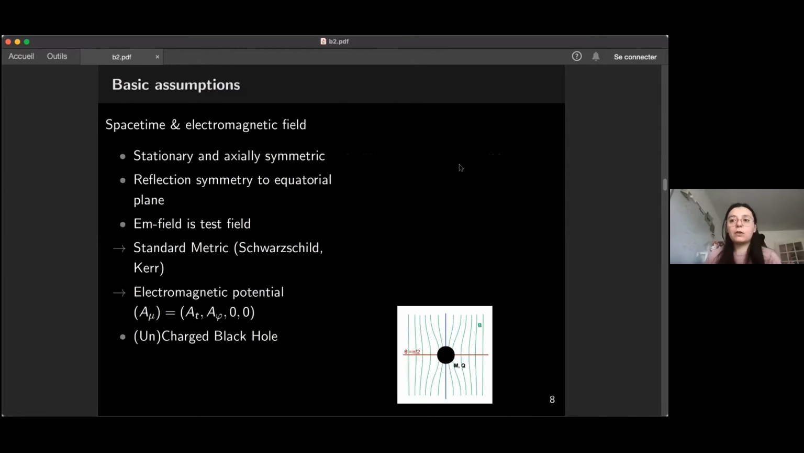Some basic assumptions. The space-time and the electromagnetic field are stationary and axially symmetric. We have a reflection symmetry with respect to the equatorial plane. The electromagnetic field, and this is important, is a test field, so it means that B and Q have low values, meaning that they don't influence the space-time. So we are going to work with standard metrics such as Schwarzschild and Kerr. Because we are choosing our electromagnetic field, we can calculate the electromagnetic potential, and we are going to work with A_t and A_phi. And finally, we can have a charge on an uncharged black hole.